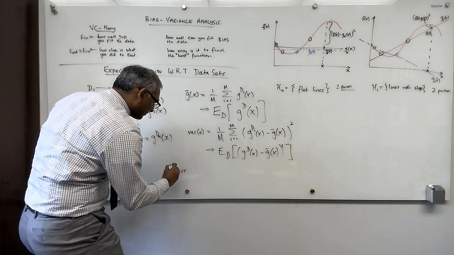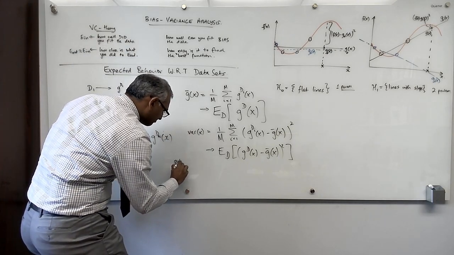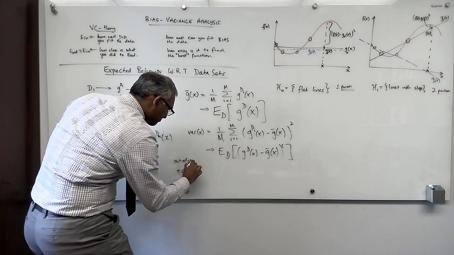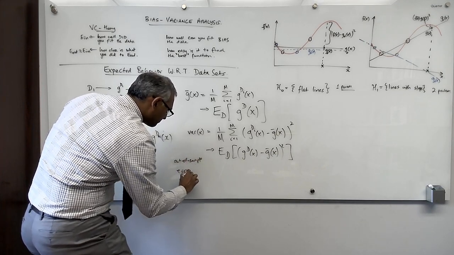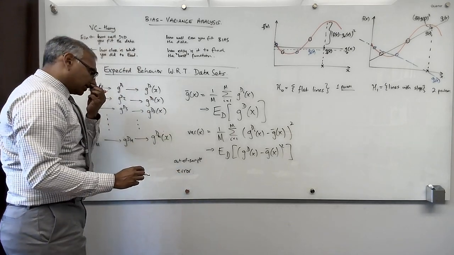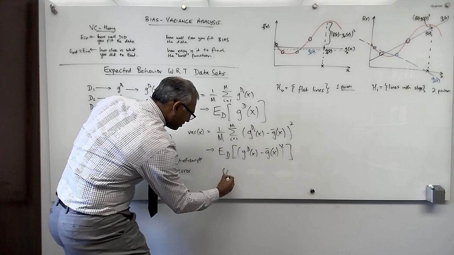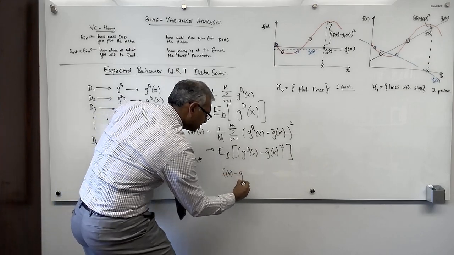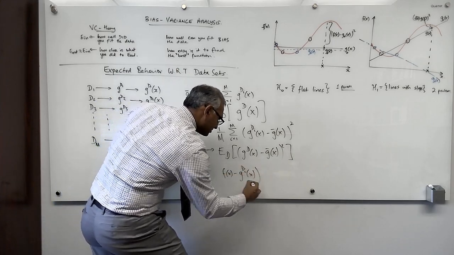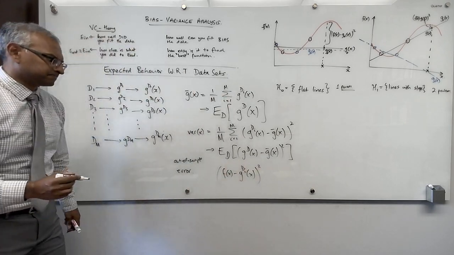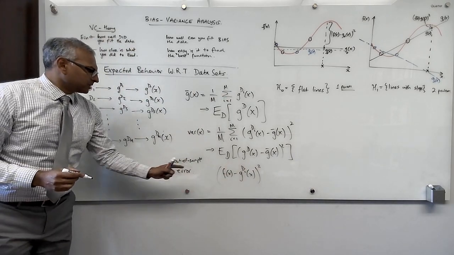The out-of-sample error, for each of these, is f of x minus g_D of x, squared. Okay. That's the out-of-sample error for each of these.